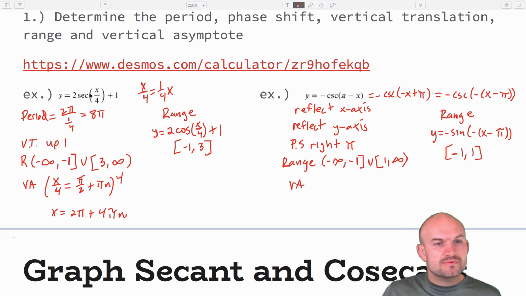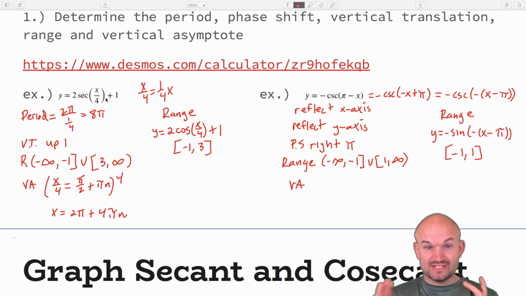All right, so we have x over 4 equals pi halves plus pi n, and then to the 4th. Good. So to find the vertical asymptotes, all you're going to do is take whatever's inside the function, because remember, inside the function is your horizontal transformations, right? So in this case, we just have x being divided by 4. So I'm going to write x divided by 4, and then you just solve for x. So you set whatever's inside your function equal to the original asymptote equation.